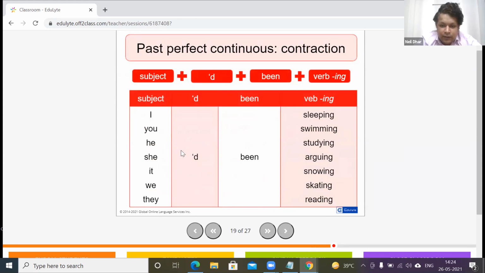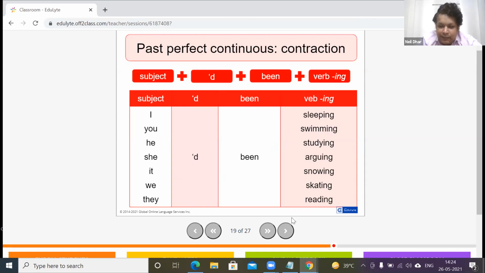Past perfect continuous. Subject, the 'd' form here, been, and verb-ing. So: had been sleeping. You had been sleeping. He had been sleeping. She had been sleeping. It had been snowing, because it's an object. We had been swimming. They had been swimming. Because right now we know it's a continuous event. Sleeping cannot happen for a short duration. Swimming, not a short duration. It has to be a little longer duration. So again, past perfect continuous.